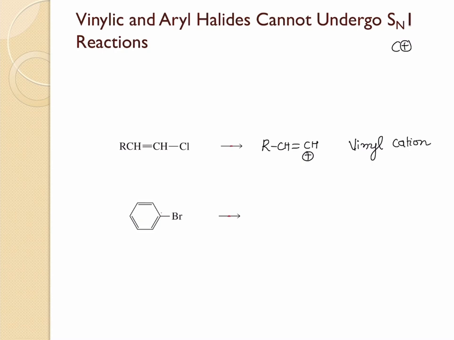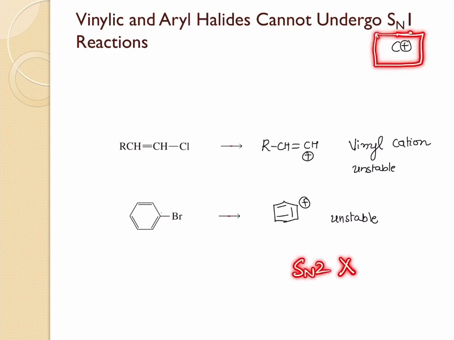And similarly, if you take a look at the aryl halides, as soon as this Br tries to leave, it needs to form the carbocation, right? The aryl carbocation. The aryl carbocations are again unstable. Because both of these are unstable, it's not going to lead to the formation of the product. On the whole, the vinyl and aryl halides do not undergo SN1 reaction because they are not able to form carbocations, and they do not undergo SN2 reaction because of electron repulsion from the pi electron cloud.